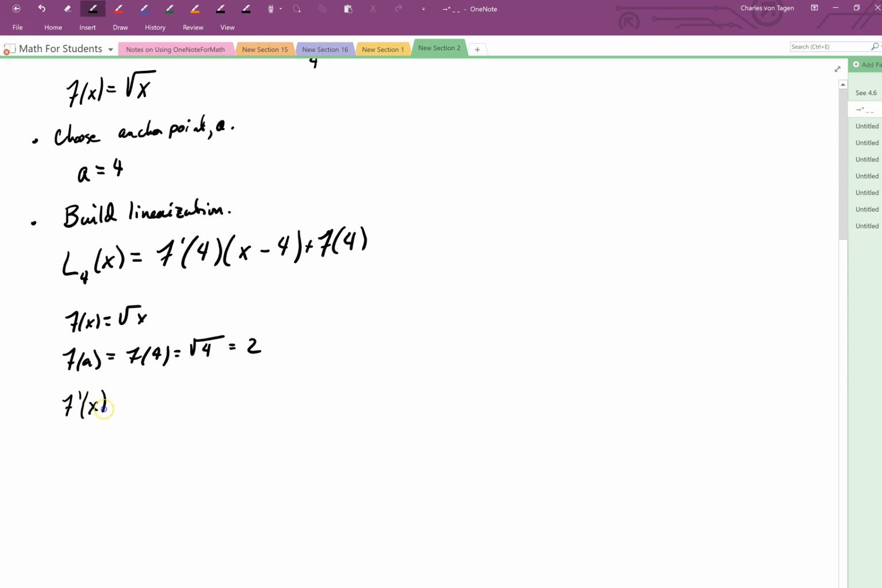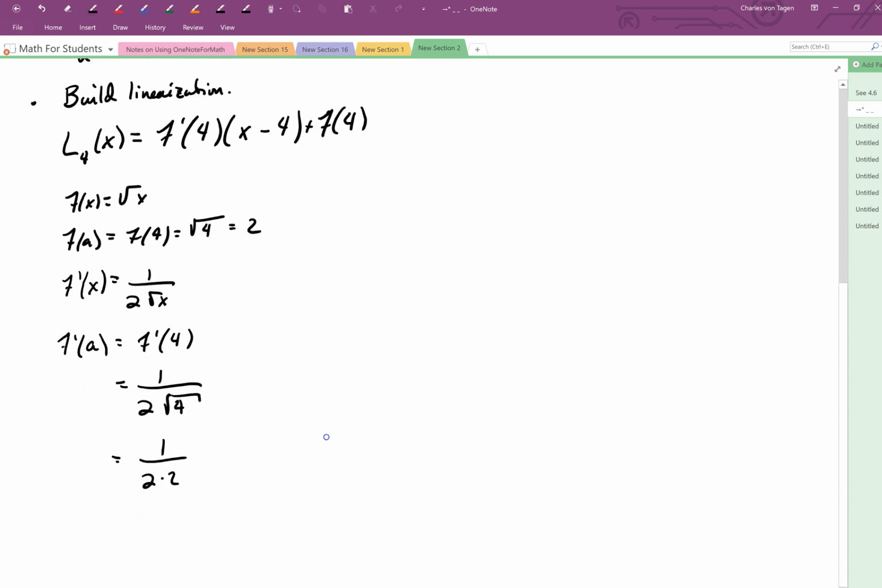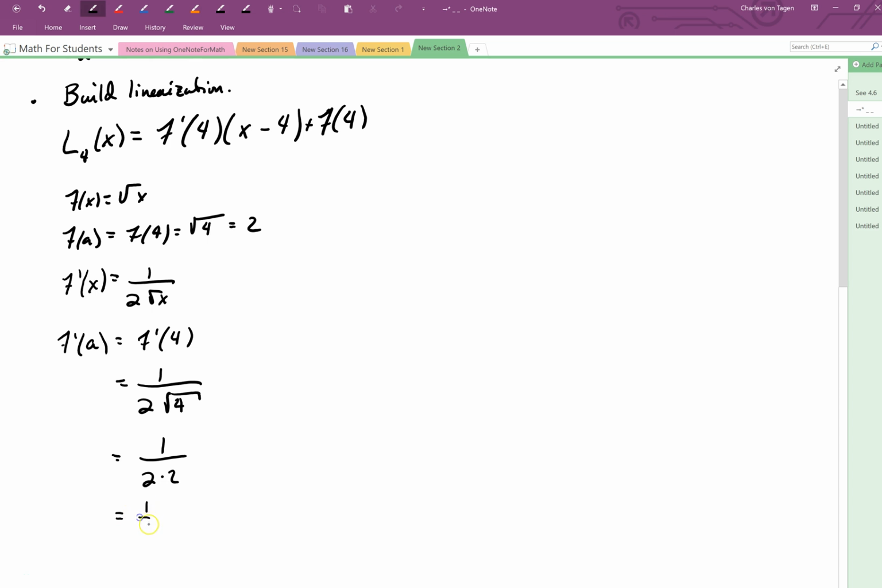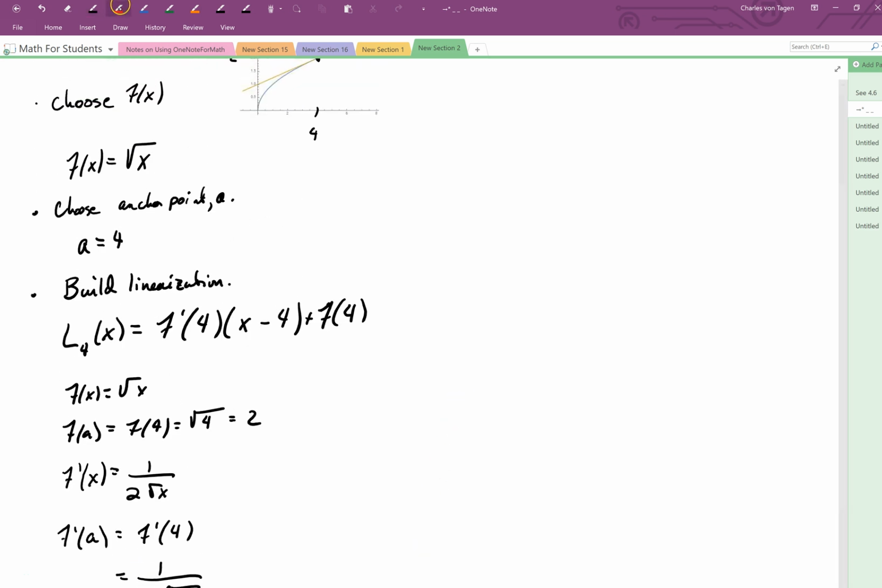So let's first find f prime of x. F prime of x, that's the derivative of the square root function. So that means that f prime of a, which is equal to f prime of 4, is just 1 over 2 times the square root of 4, which is equal to 1 over 2 times 2, which is equal to 1/4. Okay? All that said, we can now actually give the linearization function.